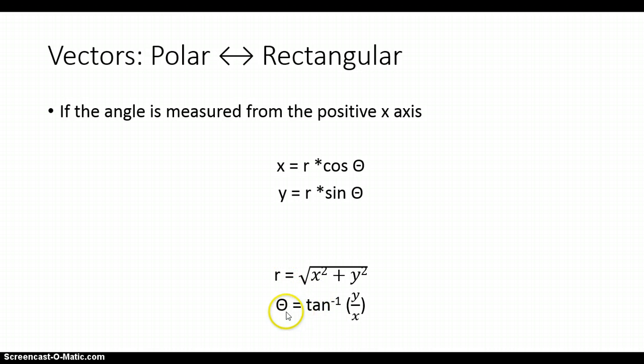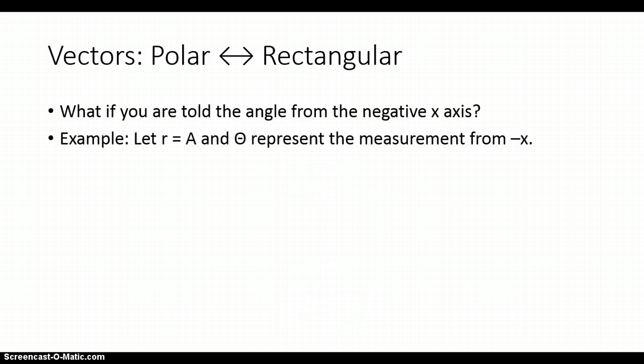If we want to find theta in the polar form, and we're given the rectangular form, we can take the y component of the rectangular form, divide that by the x component, and then take the inverse tangent of that quantity in order to find the theta of the polar form.